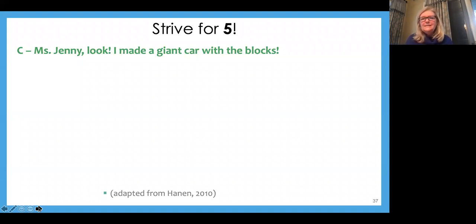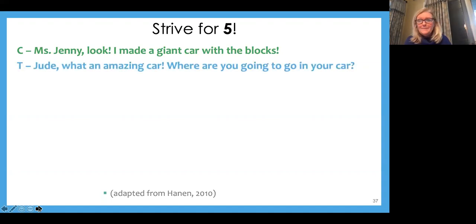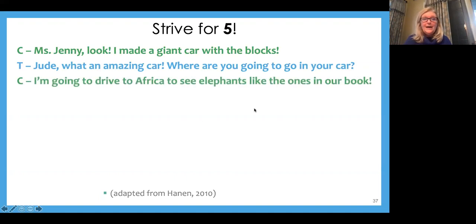So this is an example from a class that had been reading books about Africa. The little boy says, Miss Jenny, look, I made a giant car with the blocks. It'd be super easy for us just to go, high five, what a cool car, which is a great interaction. But again, if I haven't had that Strive for 5 moment with this child, I want to try to extend it a little bit. So, Jude, what an amazing car. Where are you going to go in your car? I'm going to drive to Africa to see the elephants like the one in our book.